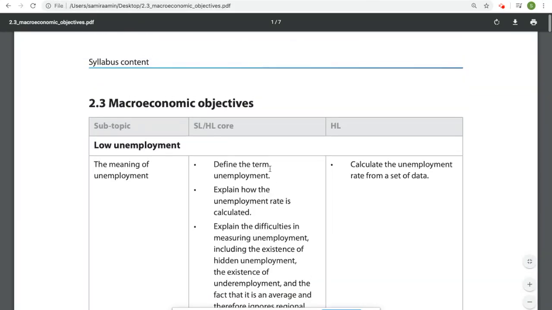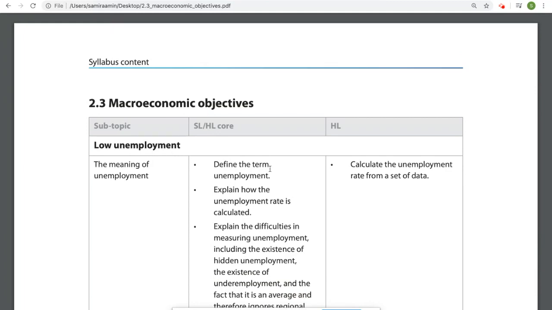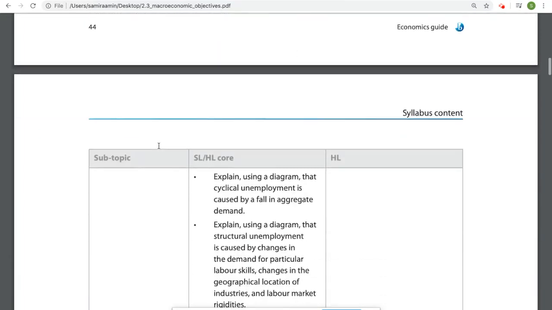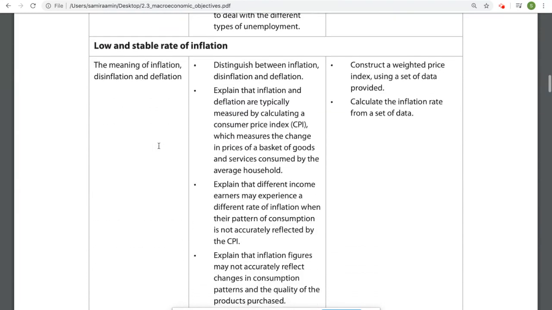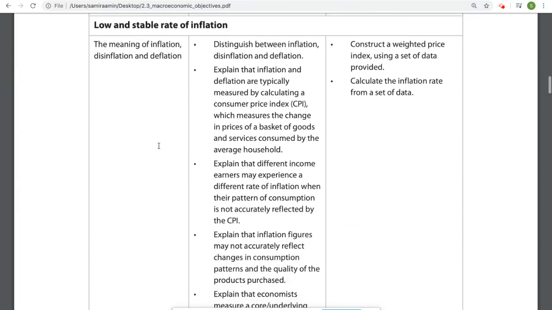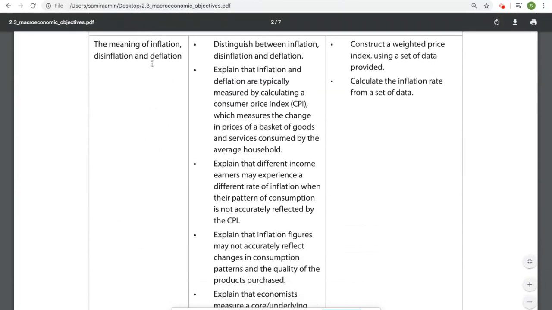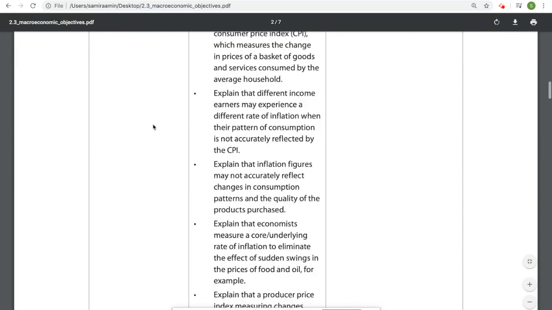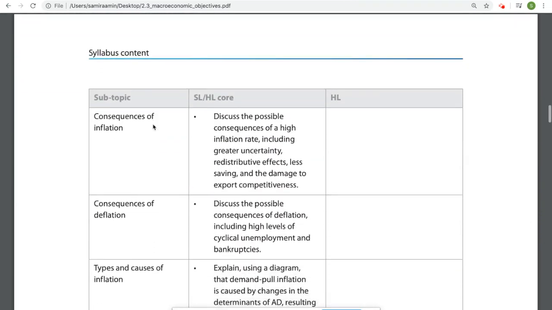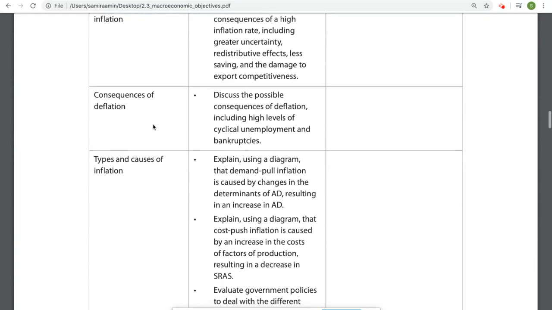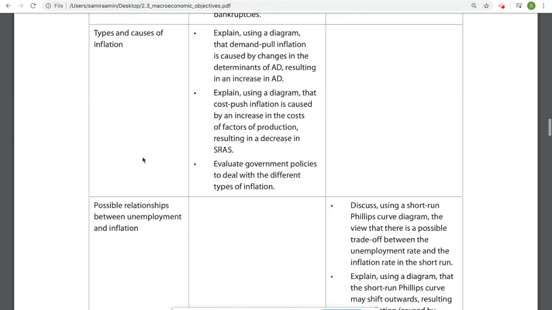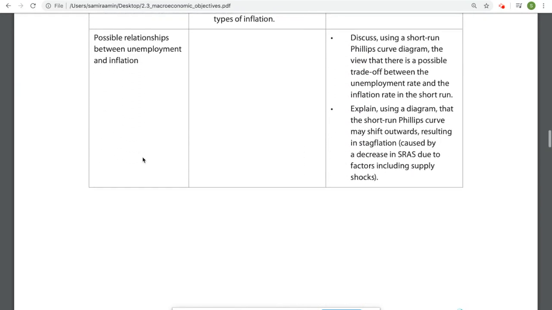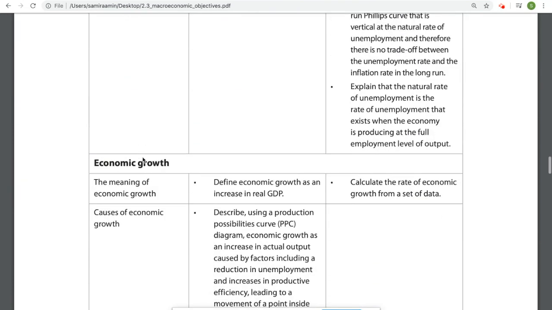I'll just show you that. This is straight from the IB guide. So we're done with low unemployment, and low and stable rate of inflation, which dealt with the meaning of inflation, disinflation, deflation, consequences of inflation, deflation, the types and causes of inflation, possible relationships between unemployment and inflation.